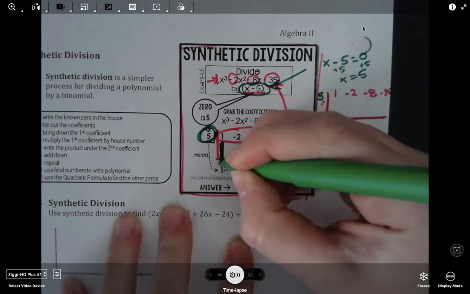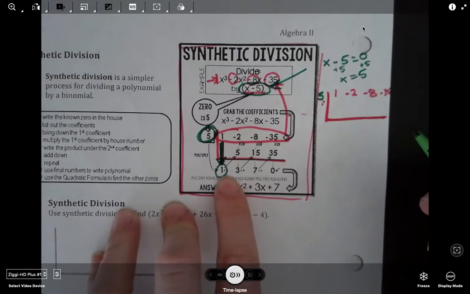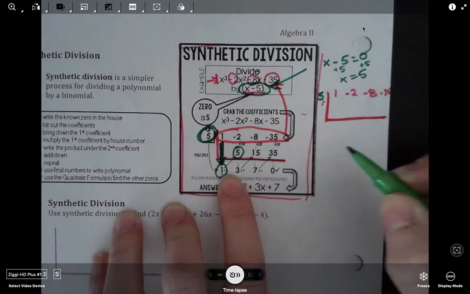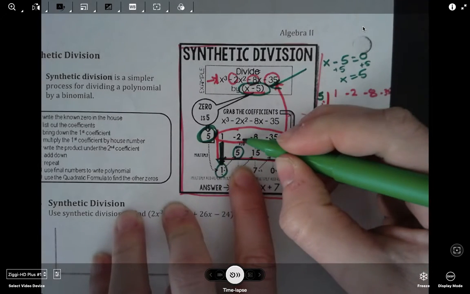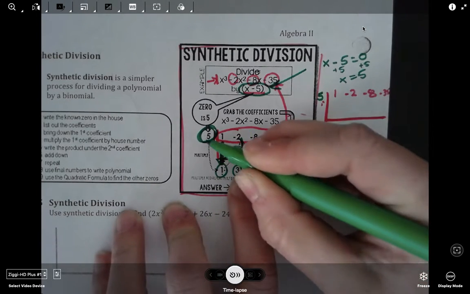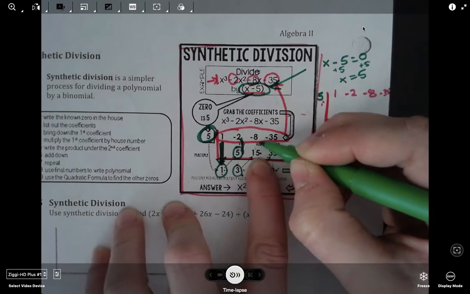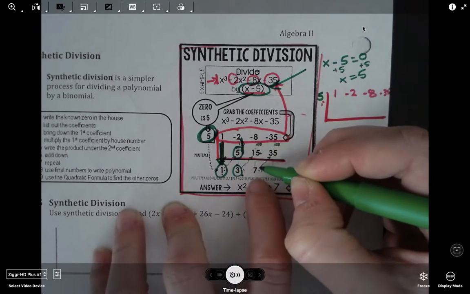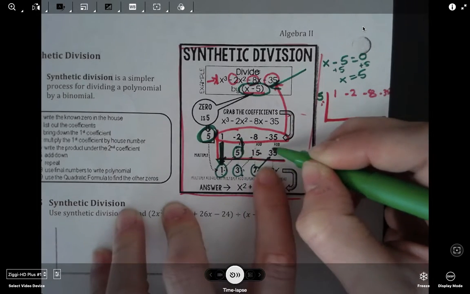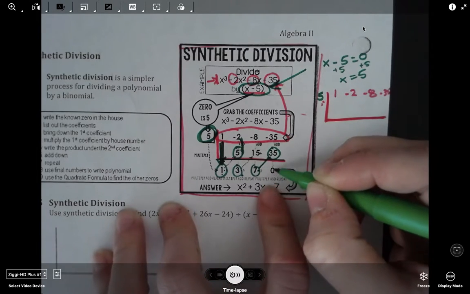Now, as soon as you start with these numbers, the very first step is you drop this 1 down. You don't do anything. This 1 becomes 1, okay? And then you multiply. 5 times 1 is 5. That number goes here. Then you add these two together: -2 and 5 makes 3. And then you multiply by 5, which makes 15. Then you add: -8 and 15 makes 7. Then you multiply by 5, which makes 35. Then you add: -35 and positive 35 make 0.